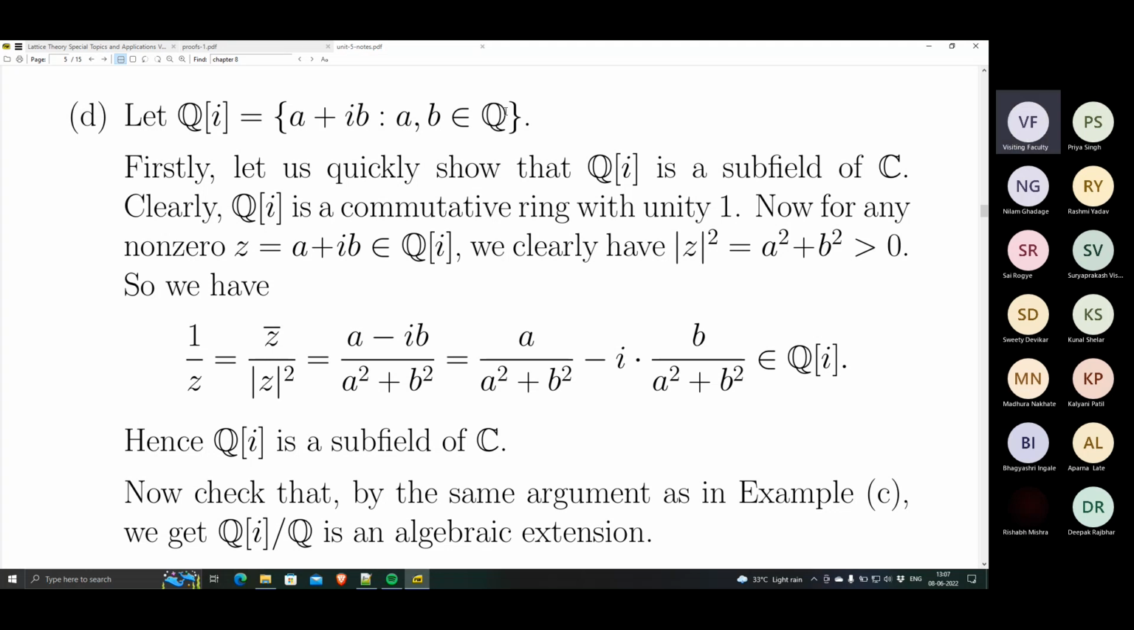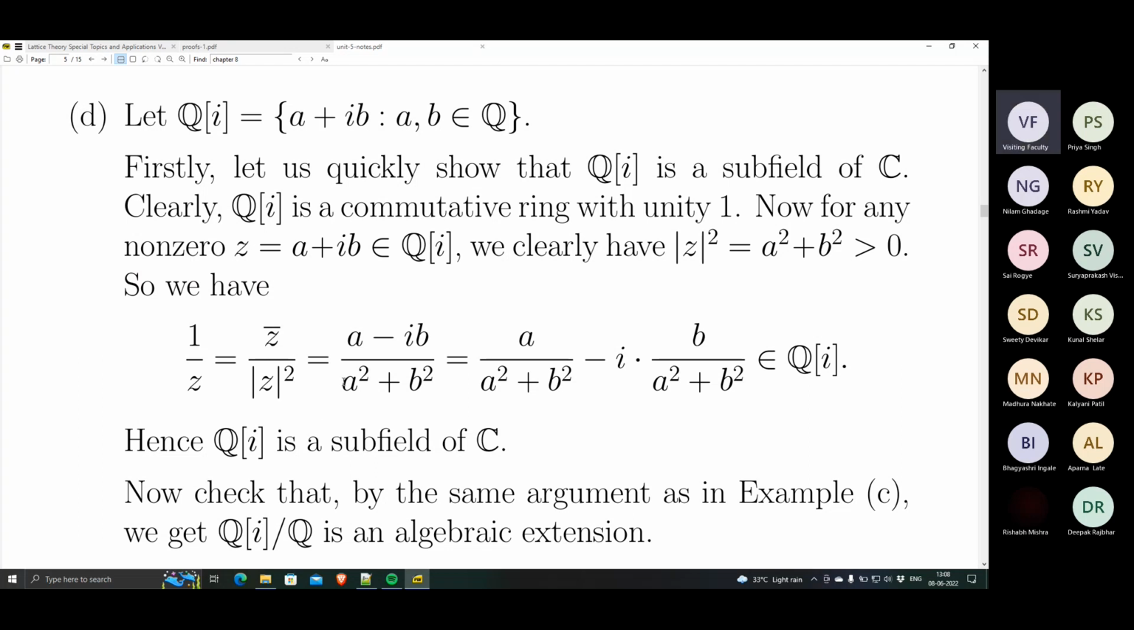So why is this interesting? Firstly, let me show that Q[i] is in fact a field. It is a subfield of C. Okay. Now this is clearly a commutative ring with unity. That is not a big problem to check. Okay. So it is a commutative ring with unity, and all we need to now show is that every non-zero element has an inverse inside Q[i]. Right. So let's take some non-zero element z equal to a plus ib in Q[i]. It is non-zero, therefore the magnitude |z|^2 equal to a^2 plus b^2 is strictly greater than 0, because this is a non-zero number, right?